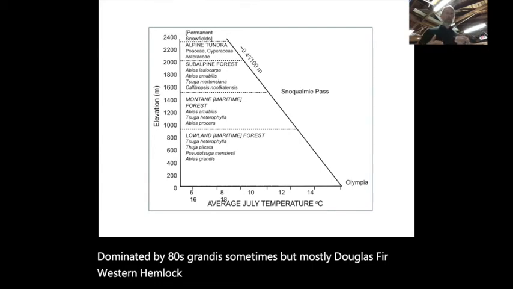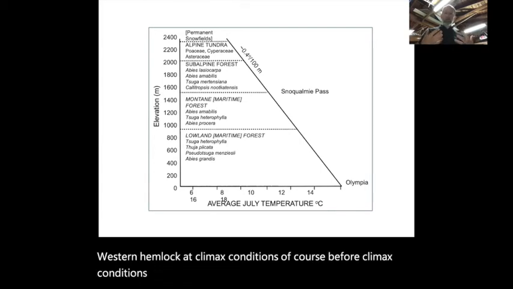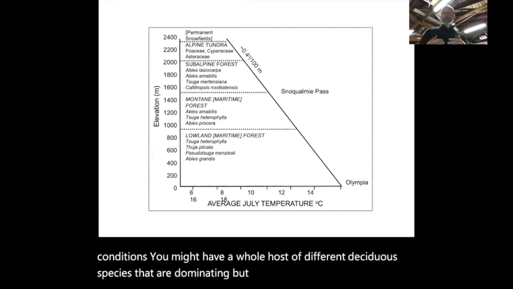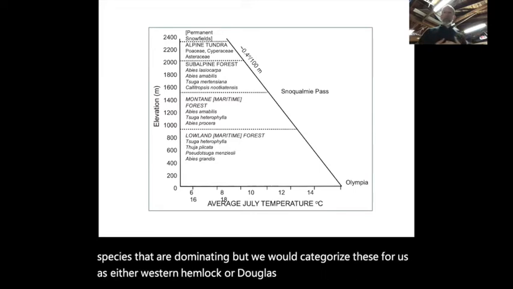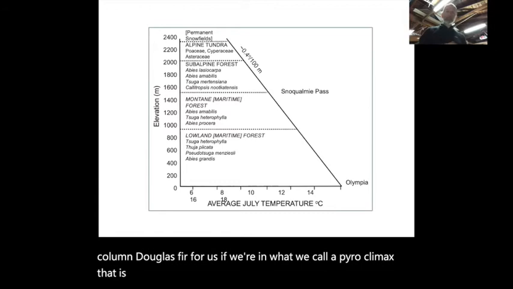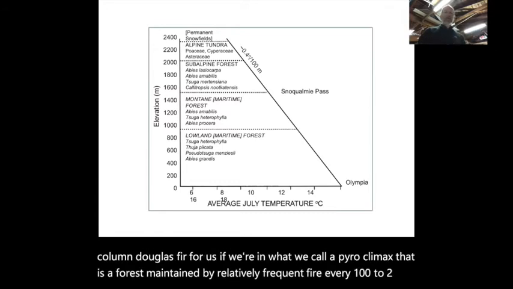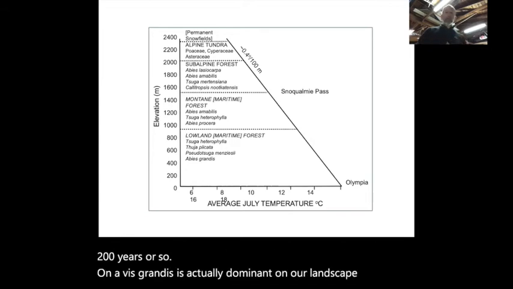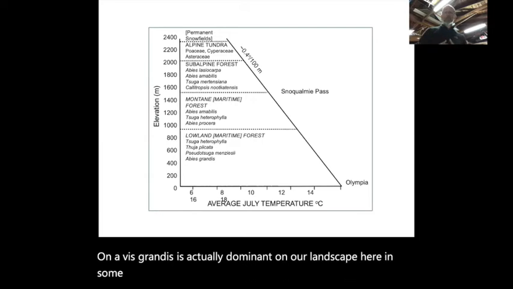Of course, before climax conditions, you might have a whole host of different deciduous species that are dominating, but we would categorize these forests as either western hemlock or Douglas fir forests. We'd only call them Douglas fir forests if we were in what we call a pyroclimax. That is a forest maintained by relatively frequent fire every 100 to 200 years or so. Abies grandis is actually dominant on our landscape here in some forests. And of course, we have western red cedar, Thuja plicata, that is dominant in some of our forests.